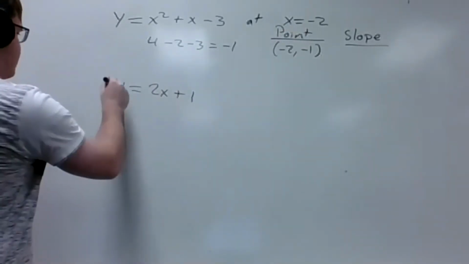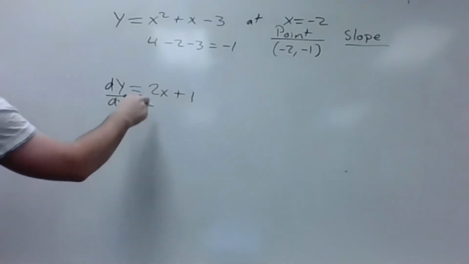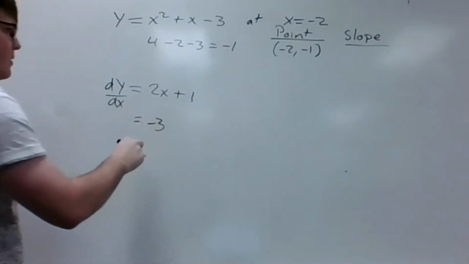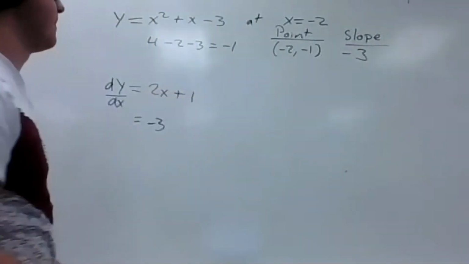Now to find the slope, we're just going to plug in this -2 again into this equation. So this would actually be dy/dx, sorry, or the rise over the run. And so that would be -3. So now we have our slope, and we have our point.